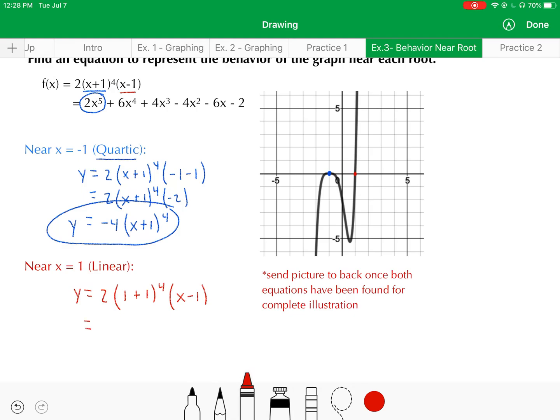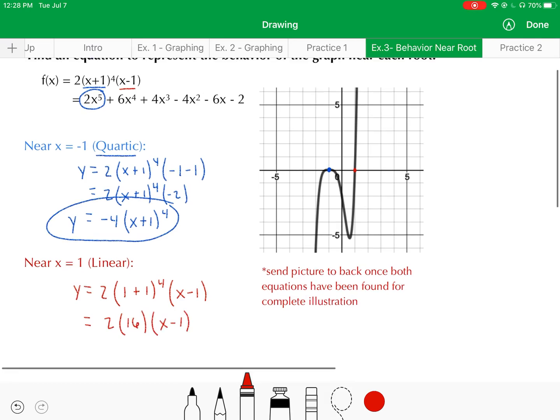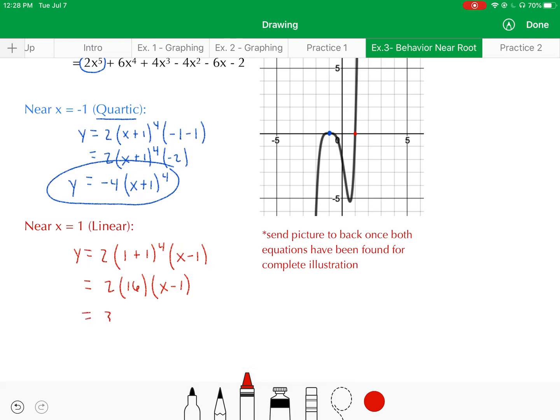So I simplify that. 1 plus 1 is 2. 2 to the fourth is 16. 2 times 16, of course, is 32. And then I can distribute here, 32x minus 32. Notice that's a linear equation in slope-intercept form, okay? So basically what we're saying is that near the point x equals 1, or near the root x equals 1, the graph should be behaving like a line whose equation is y equals 32x minus 32, okay?